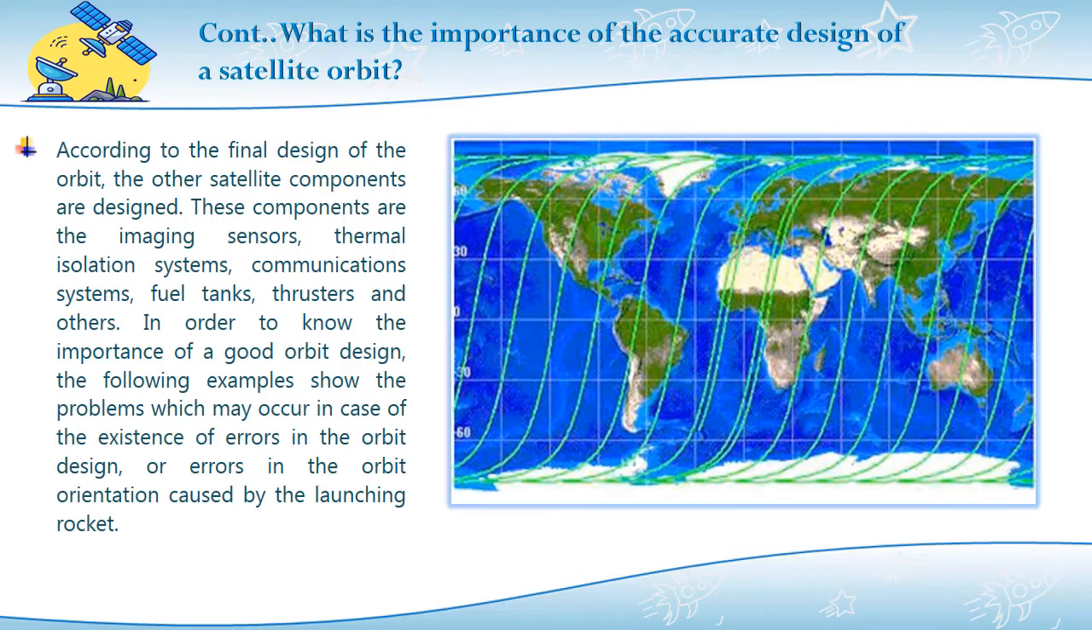These components are the imaging sensors, thermal isolation systems, communication systems, fuel tanks, thrusters, and others. In order to know the importance of a good orbit design, the following examples show the problems which may occur in case of the existence of errors in the orbit design or errors in the orbit orientation caused by the launching rocket.